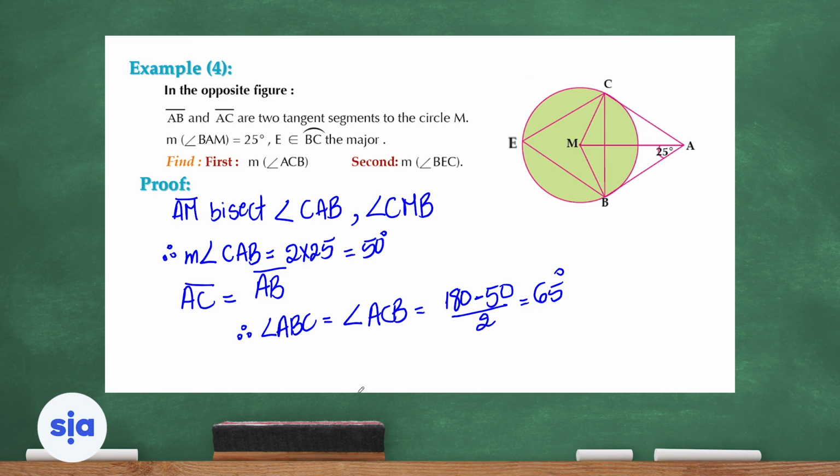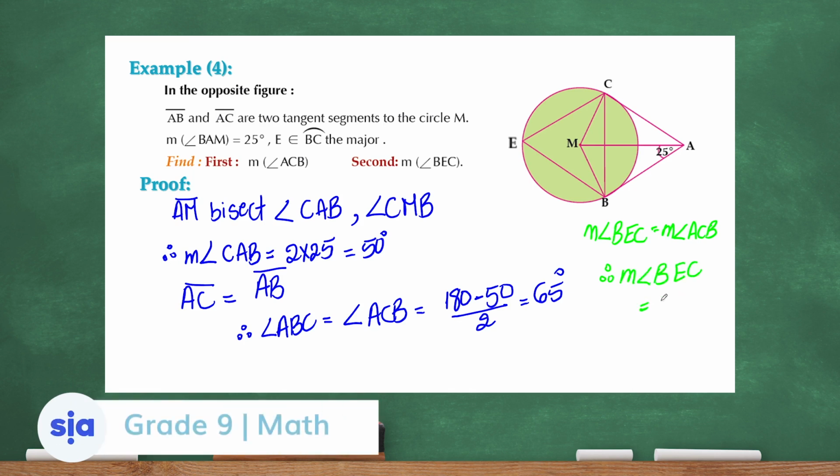How about the second part the question is asking us to find? In the second part, as you can see, the measure of angle BEC is equal to the measure of angle ACB. Angle BEC is the inscribed angle, and angle ACB is the angle of tangency. Therefore, the measure of angle BEC is also 65 degrees.